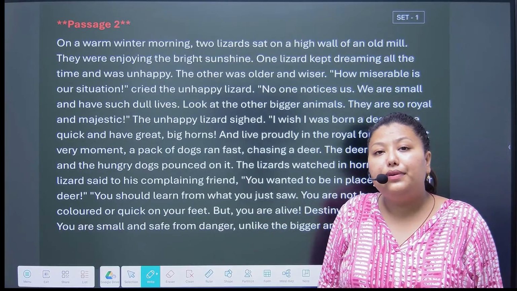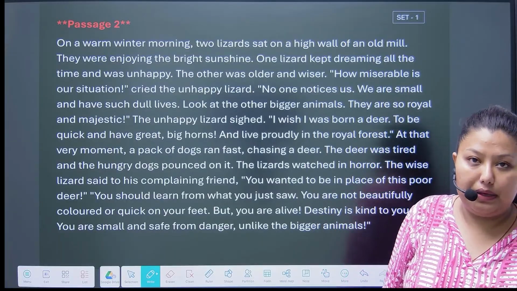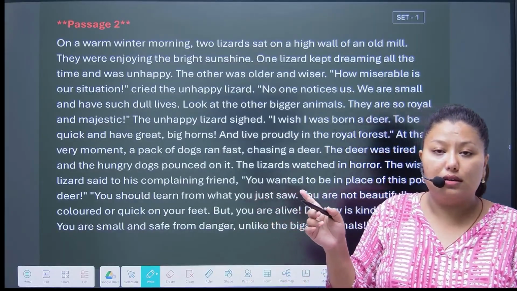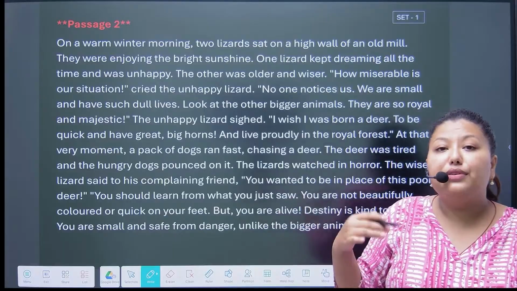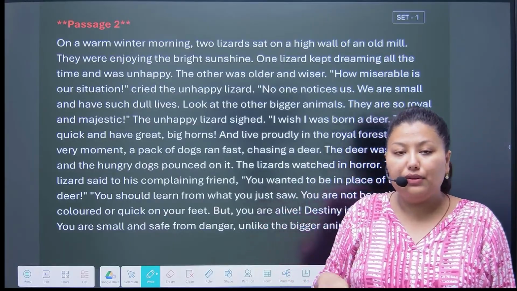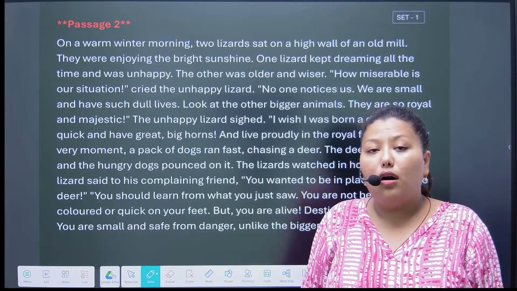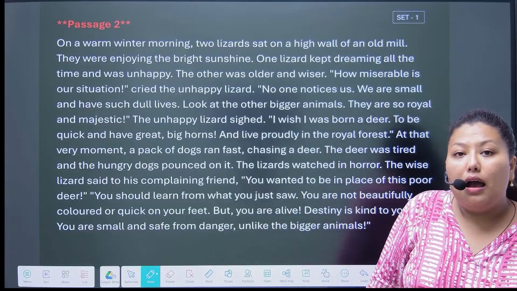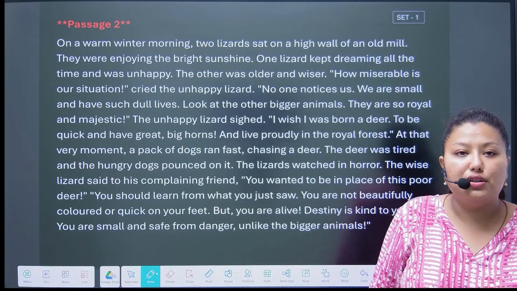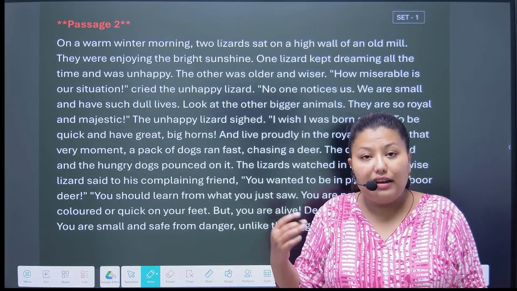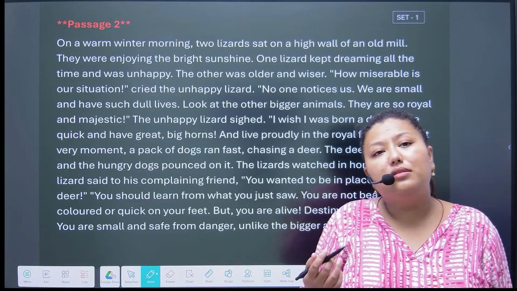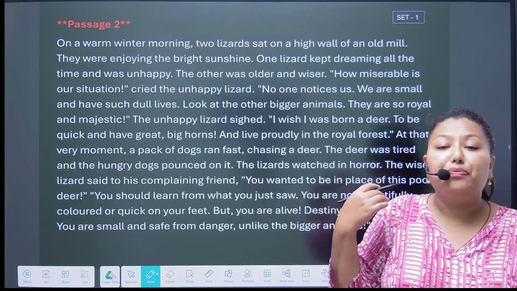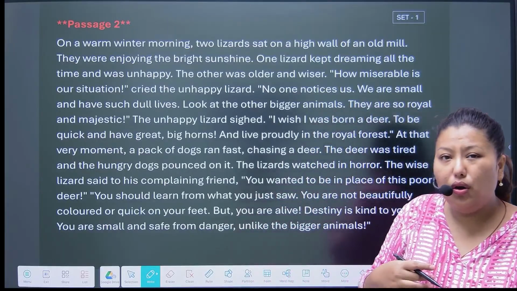One lizard kept dreaming all the time and was unhappy with his life. The other was older and wiser. How miserable is our situation, cried the unhappy lizard. So he thinks that their situation is miserable, or very bad.